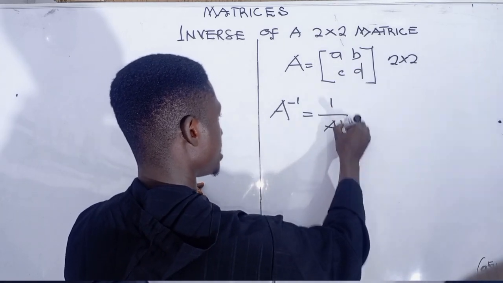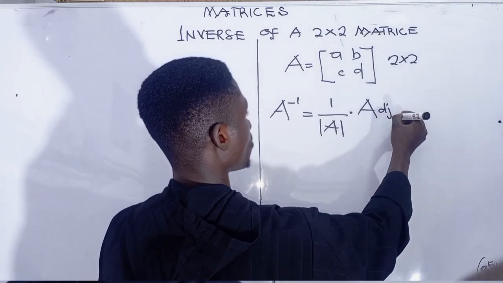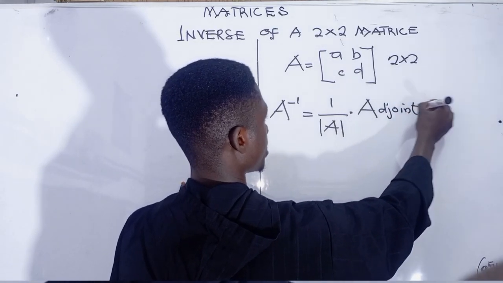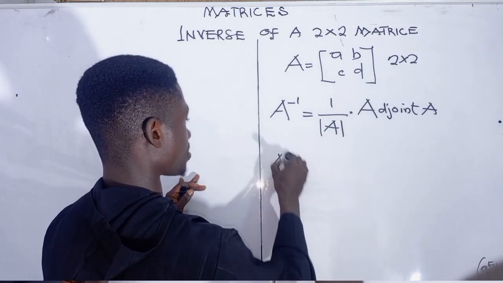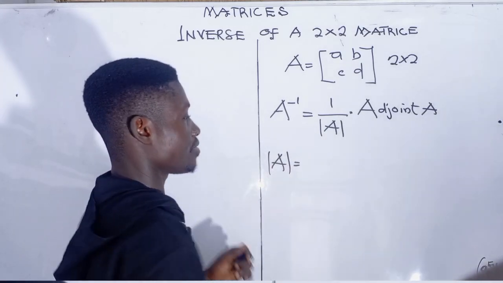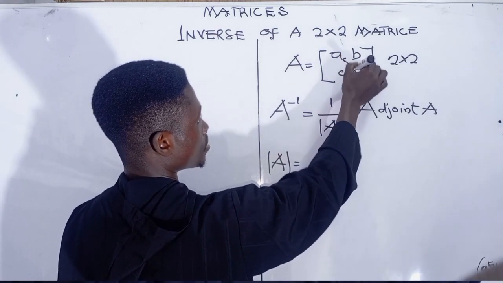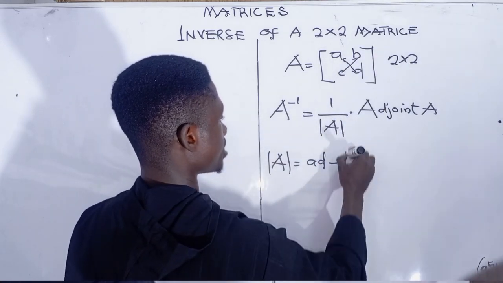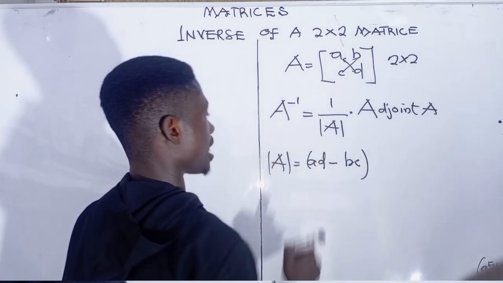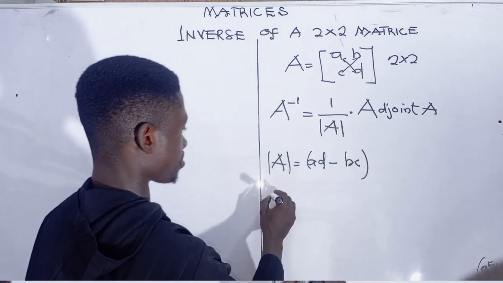over the determinant multiplied by the adjoint of A, where the determinant is that of matrix A. So to find the determinant of matrix A, we are going to find the cross product of these two entries. We have AD minus BC. And that is the determinant of matrix A. Let's look at the adjoint of A.